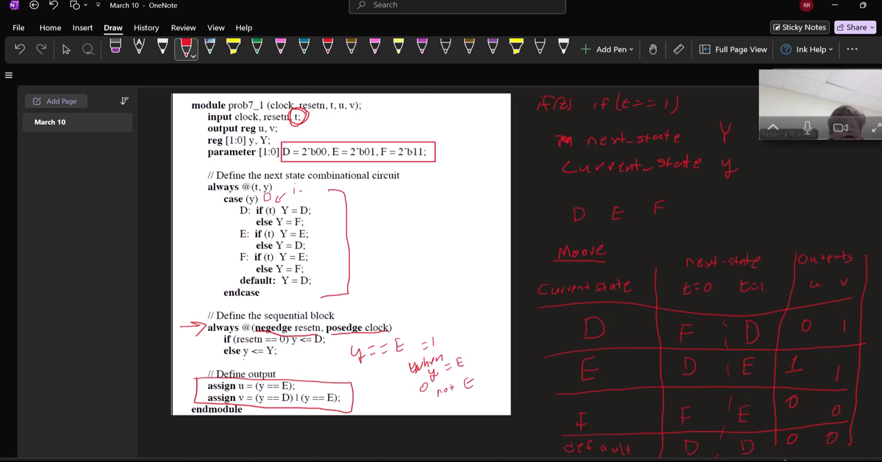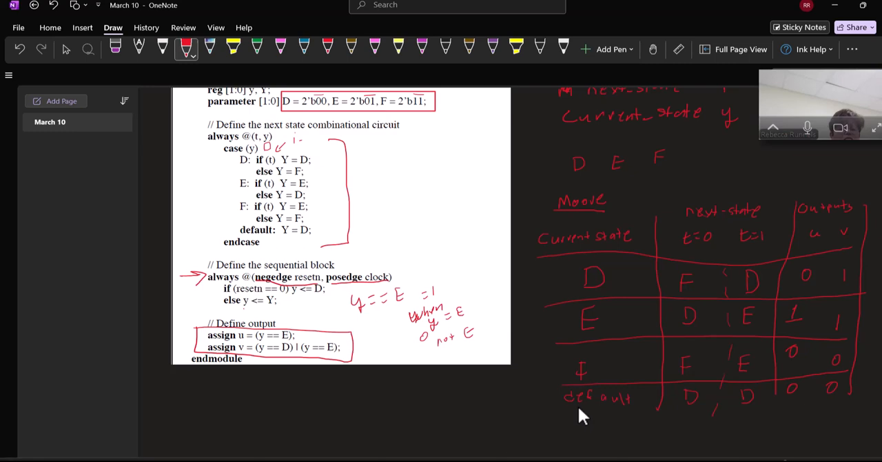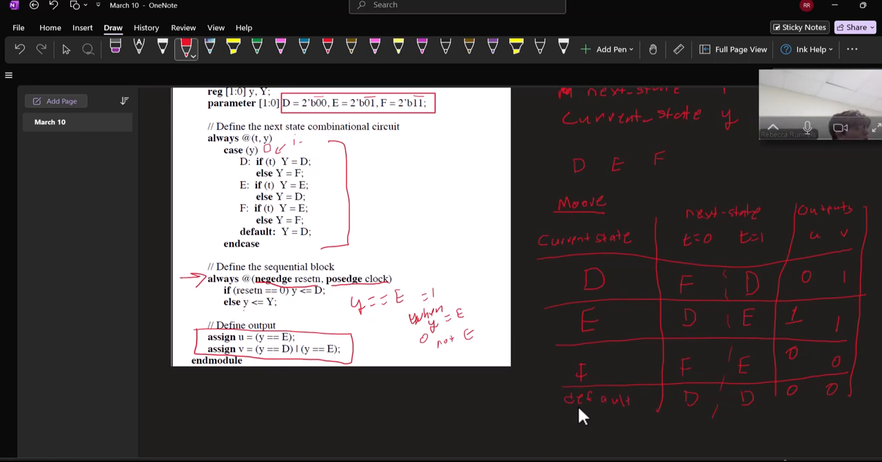And did this say state table or state assigned table? State table. But it would be easy enough to do a state assigned table because we already know what everything would be. D would be 0, 0, E would be 0, 1, F would be 1, 1, and then this default we would fill in with 1, 0. So are there any questions on that?